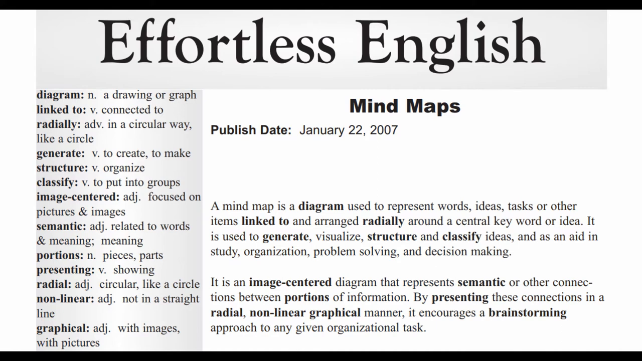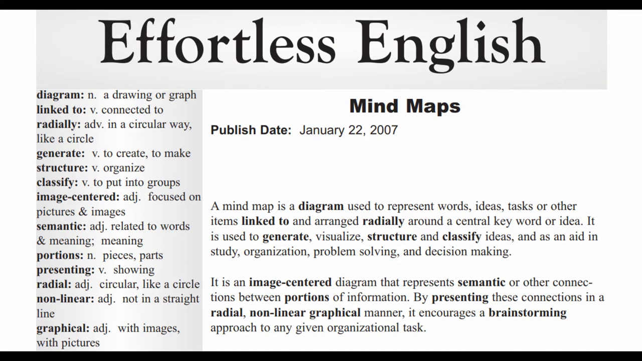Okay, so we see the word semantic in the next paragraph. A mind map represents semantic information. Semantic means meaning, related to words and meaning, about words and meaning. So mind maps, they use a lot of words in mind maps, and mind maps organize ideas. They organize meaning. That's what mind maps do. Okay. We see the word portions in this same sentence. Mind maps organize portions of information. A portion is a piece. So a portion of information is a piece of information or a part of information.